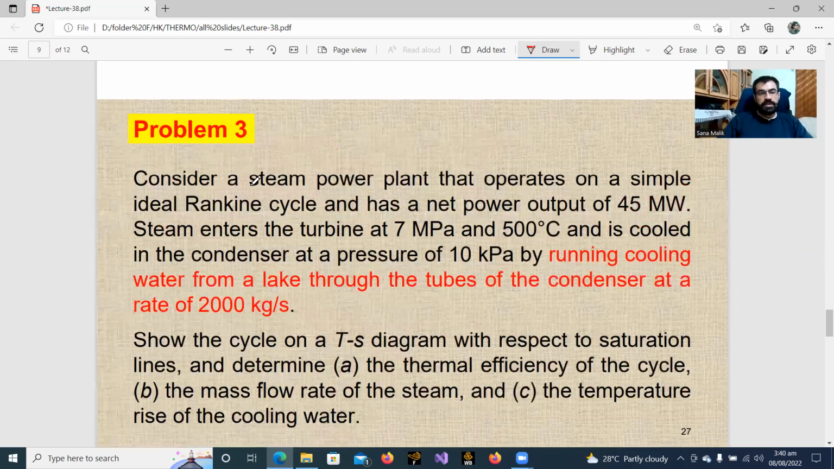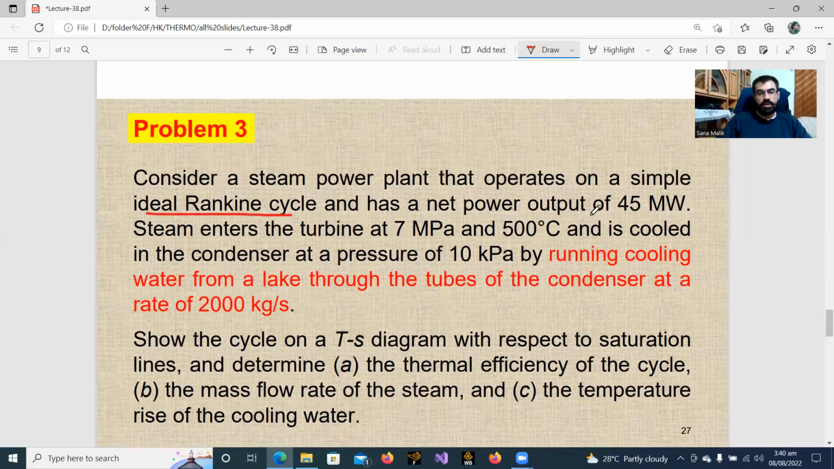So another example, consider a steam power plant that operates on simple ideal Rankine cycle. Net power output 45 megawatts. Steam enters the turbine at, these points are given, and the condenser cooling pressure is given.